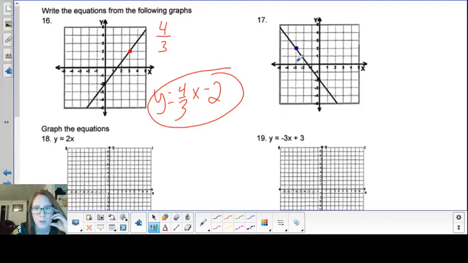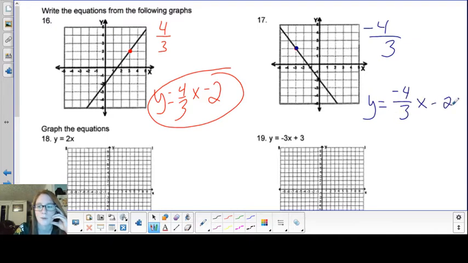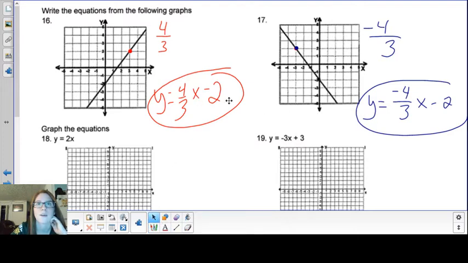So I'm going to go down 1, 2, 3, 4. To the right, 1, 2, 3. So very similar slopes. One is positive, one is negative. In this case, my y is equal to negative 4/3 x minus 2, because again, we start down at negative 2 in this problem. So the only difference between 16 and 17 is my slope. One is positive and one is negative, which, as you can see, are two completely different graphs.